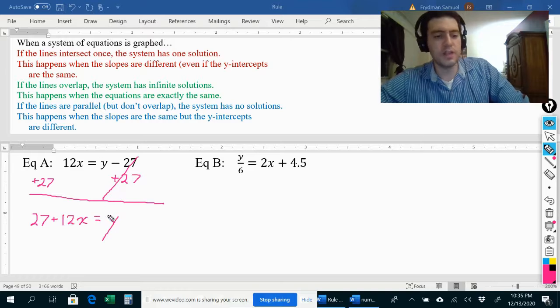Okay, so that one was pretty easy. I already got the y by itself. I can see that the slope is 12 because that's the number that's next to x. The y-intercept would be (0, 27).